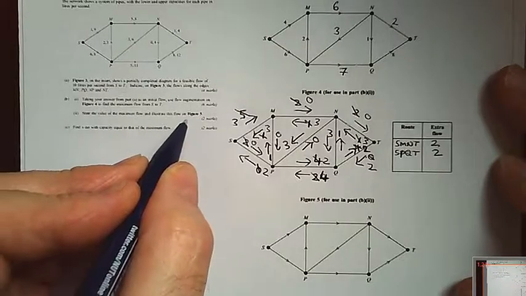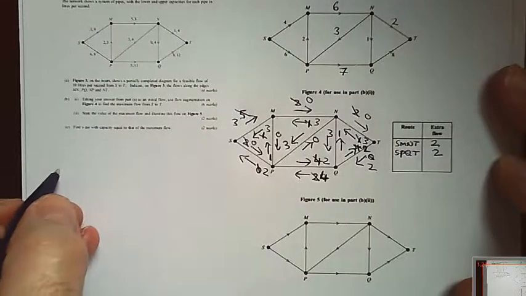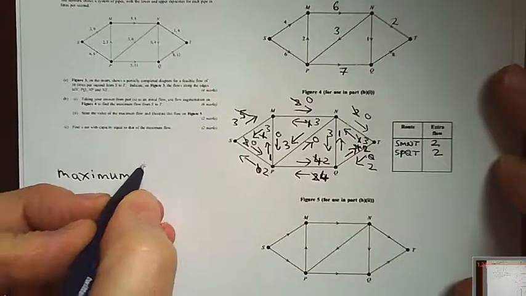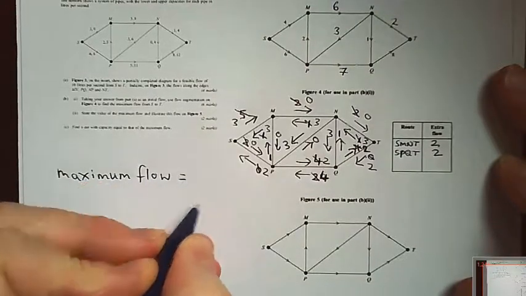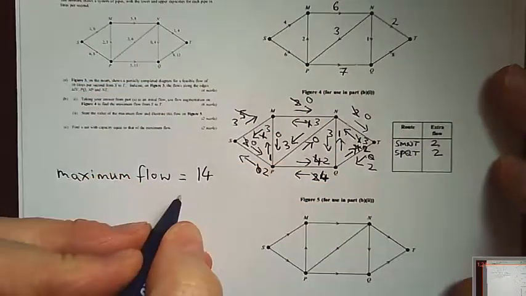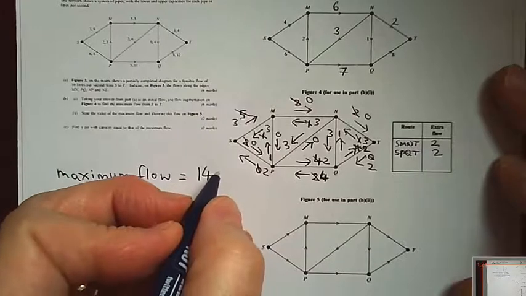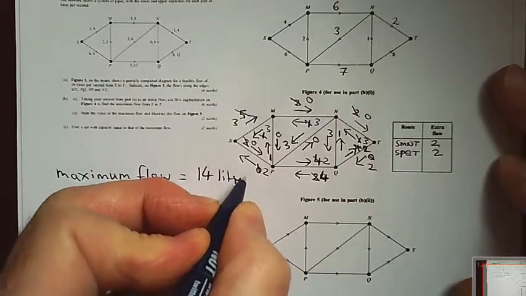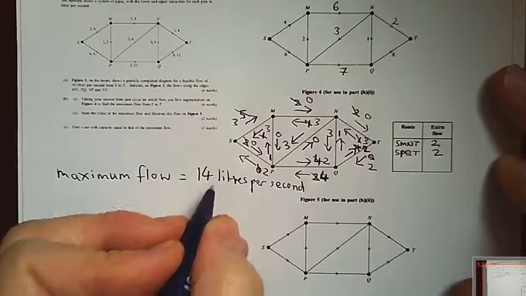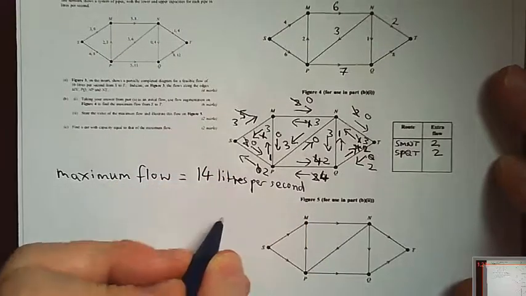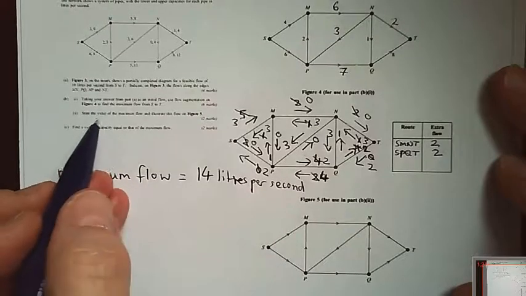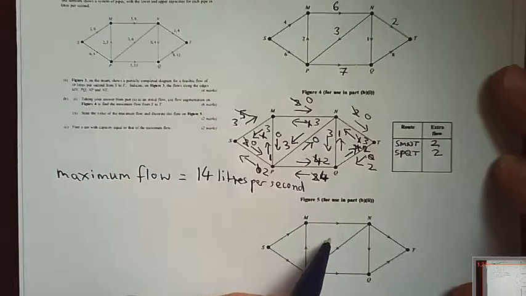State the value of the maximum flow. So maximum flow equals, well, it was 10 to start with, we've added 4, so it's now 14, and it's litres per second. Always good practice to put the units in there. It then asks to indicate it on figure 5.